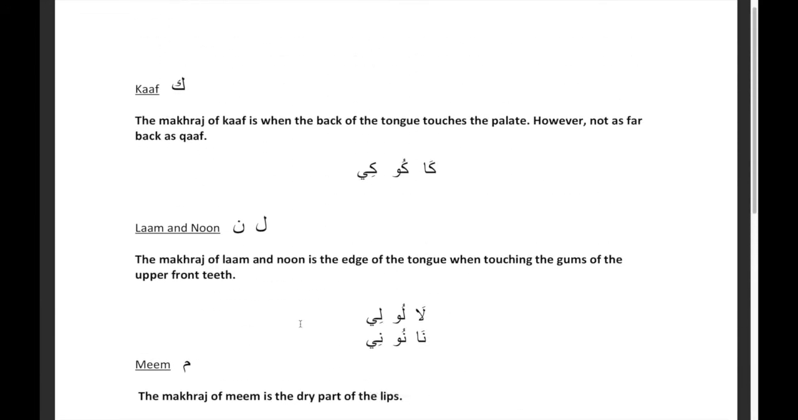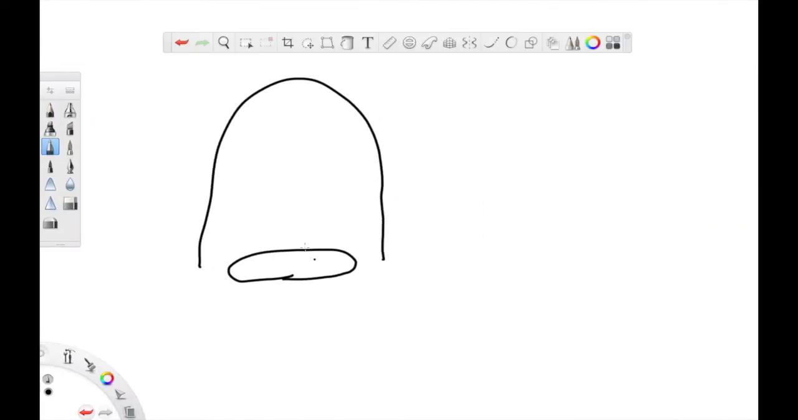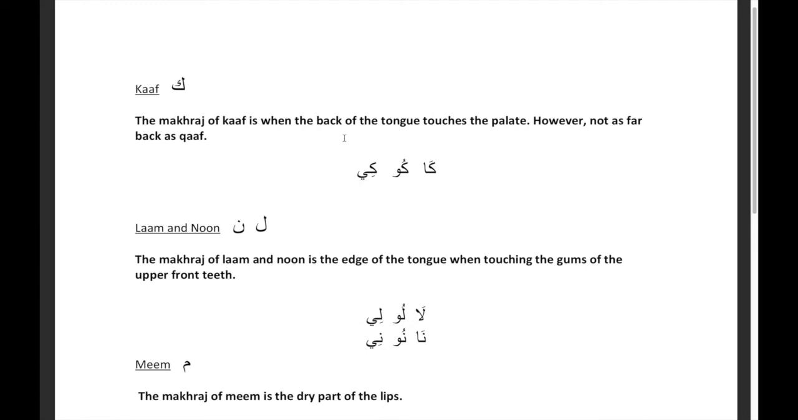Next is Kaf. So the makhraj of Kaf is when the back of the tongue touches the palate. So remember, the difference is not as far back as Qaf. So it will still be the back, however, Kaf will be around here. So this is Qaf, this is Kaf. Ka, ka, and Kaf is not full mouth, so you can keep your tongue at the bottom of your mouth. Ka, ku, ki.